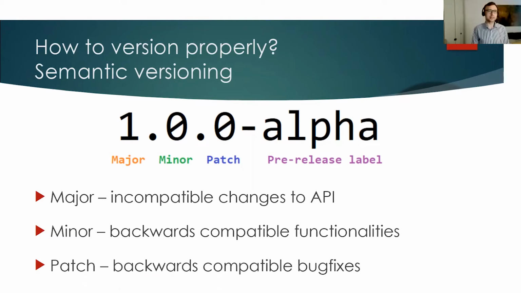The rules are that you increment the major number when you make changes breaking the API, the minor number when you add functionality which is backwards compatible, and the patch number when you make backwards compatible bug fixes. The pre-release can carry some more meaningful information about the version, like release candidate, hotfix, or feature name.